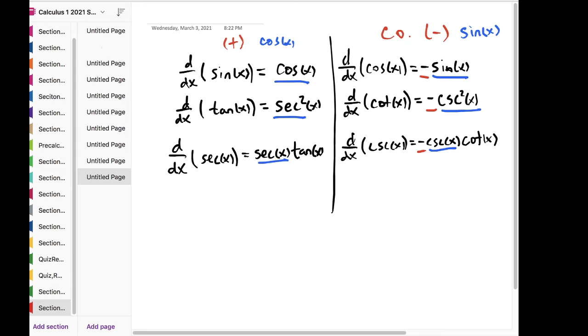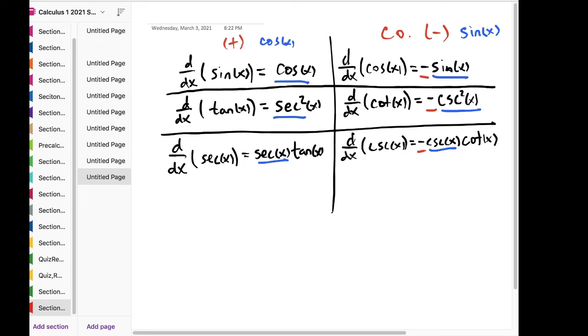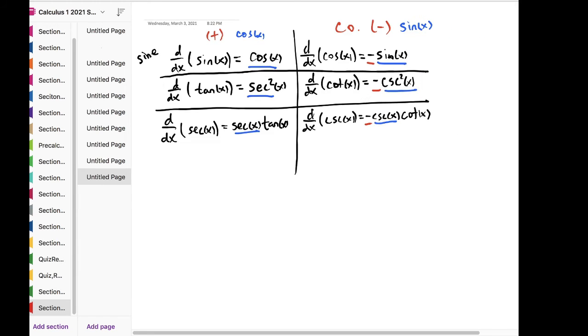And then if you look at the rows, there's another similarity. The derivative of the sine functions are just the other sine function. The derivative of the tangent functions are the secant functions. And the derivative of the secant functions are the secant tangent functions. So that could just be a little rule for you.